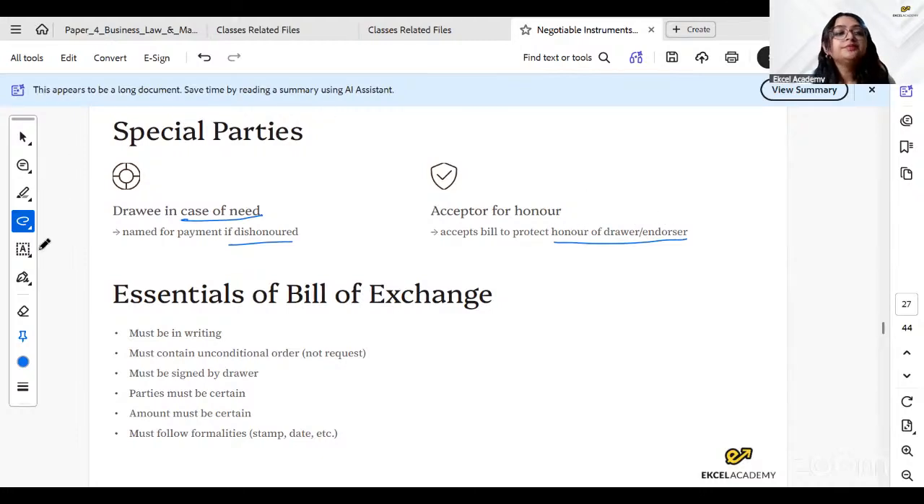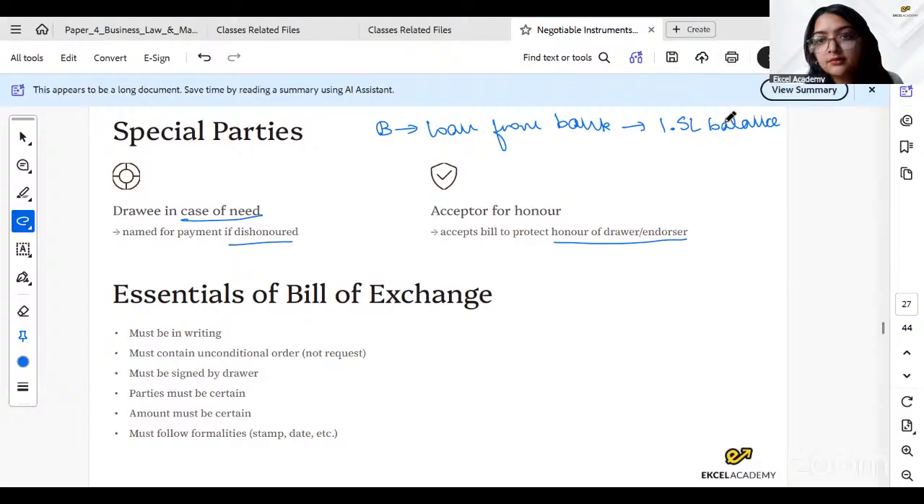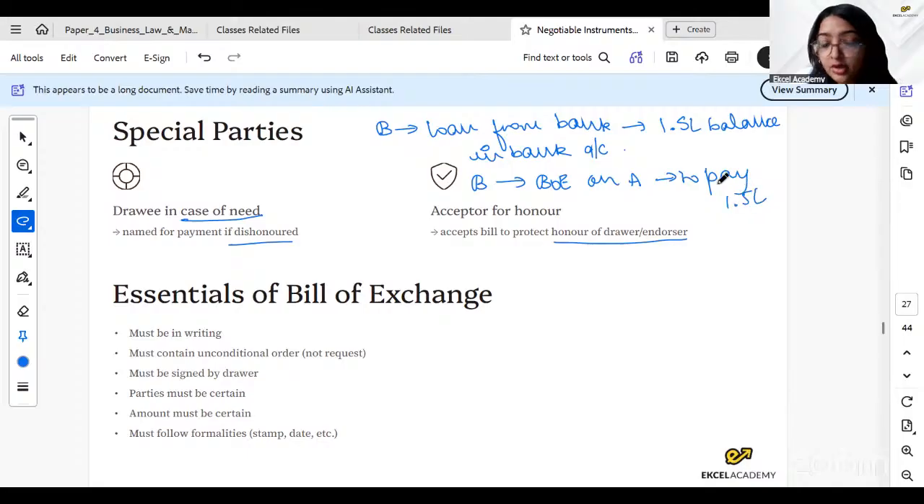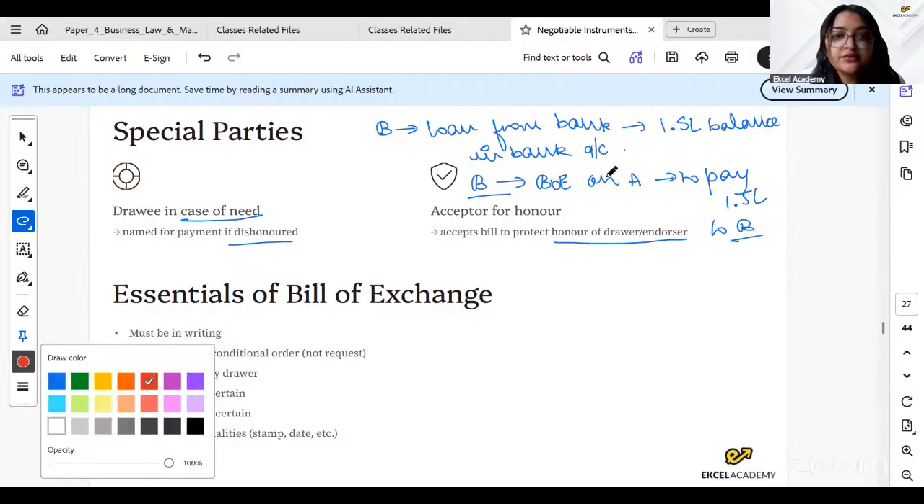Let's say, for example, your friend B wants to take a loan from a bank, and they need a minimum of 1.5 lakh balance in the bank account. But they do not have it. So you become an acceptor of honor, wherein B draws a bill of exchange on you, say you are A, to pay 1.5 lakhs to B itself. So your drawer and payee are the same. The only person who is different is A.